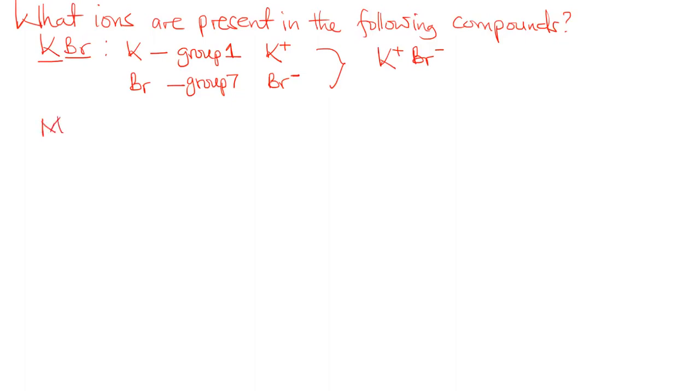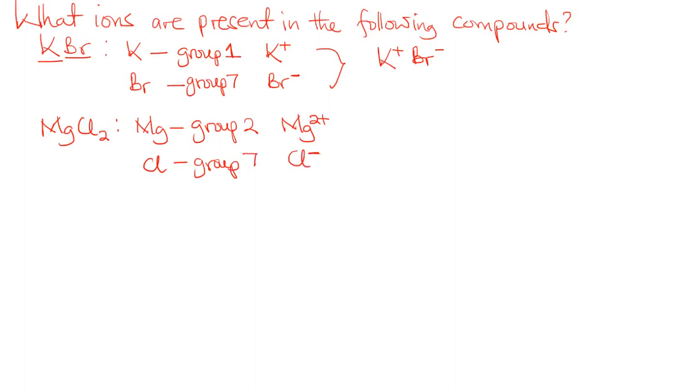What about in here? MgCl2. In this, Mg is group 2. So the ion itself is Mg2 plus. Cl is group 7. So the ion is Cl minus. So these are the two ions present there, Mg2 plus and Cl minus.